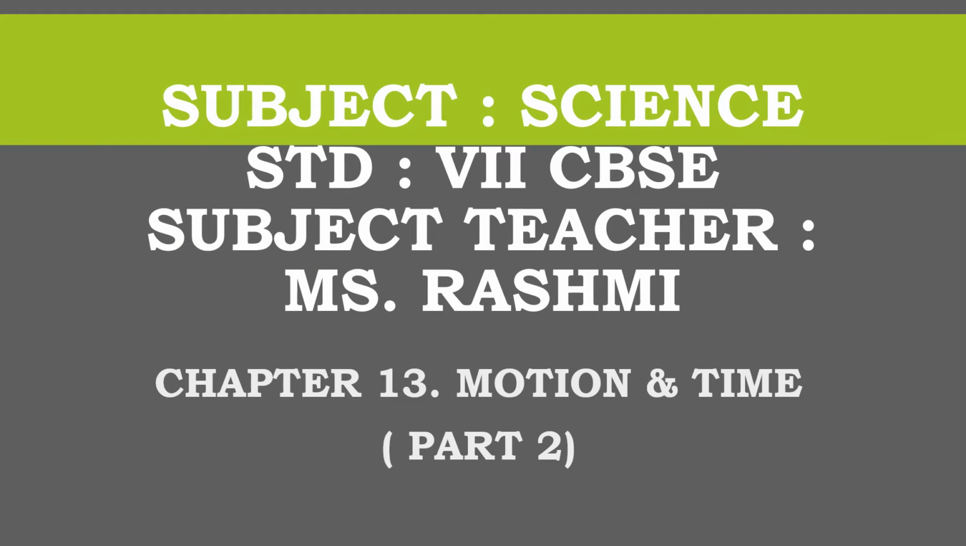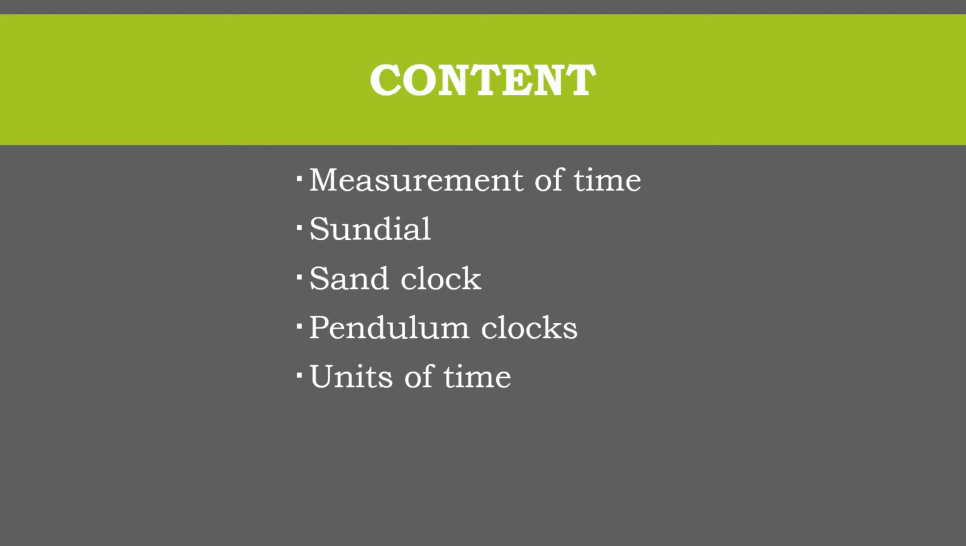Children, this is the second part of chapter number 13, Motion and Time. Children, in the first part of the chapter, we had studied about the motion, slow and fast motion, uniform and non-uniform motion, and the speed. Now, in the second part of the chapter, we will be studying about the measurement of time, sundial, sand clock, pendulum clocks, and the units of time.